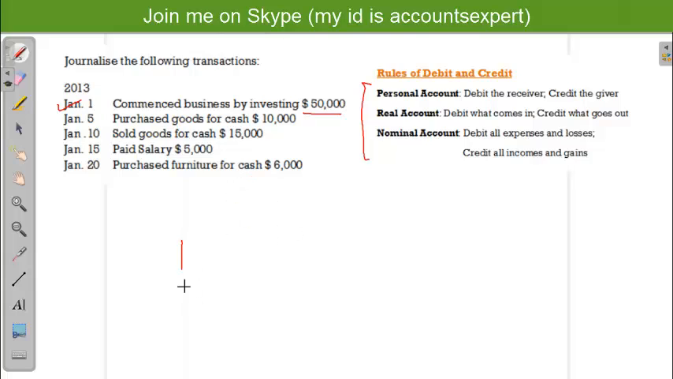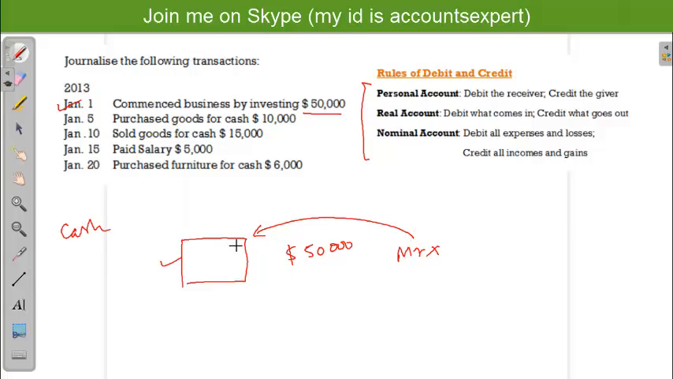So let's see. Suppose this is our business and Mr. X is the owner of this business. And Mr. X started this business by investing $50,000. Now due to this transaction what happened in the business? Obviously in the business cash comes in, as Mr. X invested $50,000 in the business, so cash comes in the business.